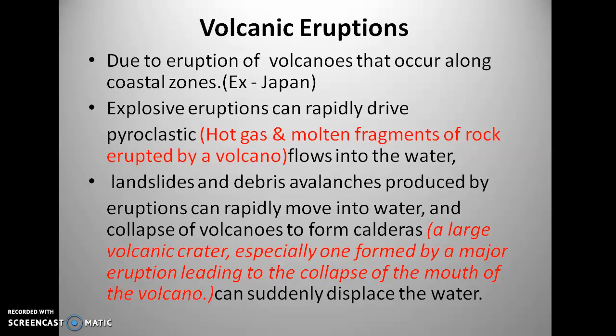And next is based on volcanic eruptions, due to eruption of volcanoes that occur along the coastal zones. And in Japan, such incidents occur. Explosive eruptions can rapidly drive pyroclastic flows into the water. So pyroclastic means hot gas and molten fragments of rock erupted by a volcano. Also landslides and debris avalanches produced by eruptions.